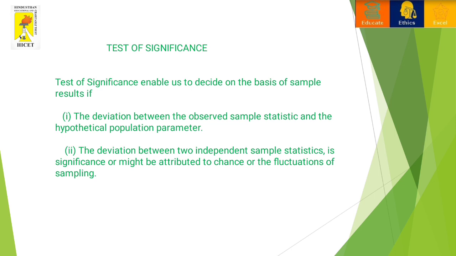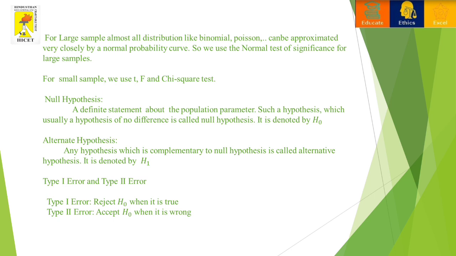Test of significance. Test of significance enables us to decide, on the basis of sample results, if the deviation between the observed sample statistic and the hypothetical population parameter, or the deviation between two independent sample statistics, is significant or might be attributed to chance or the fluctuation of sampling. For large samples, almost all distributions like binomial, Poisson, etc. can be approximated very closely by a normal probability curve. So we use the normal test of significance for large samples. For small samples, we use t, F and chi-square tests.